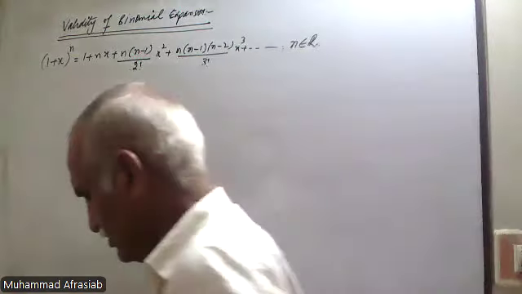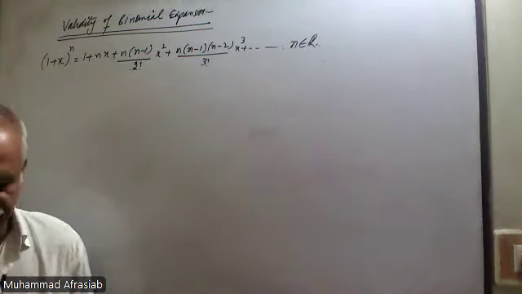Our topic today is binomial theorem validity. The binomial theorem is (1 + x)^n = 1 + nx + n(n − 1)/2! x² + n(n − 1)(n − 2)/3! x³ and so on, where n belongs to the real numbers. Where n belongs to the real numbers, it can take all values.